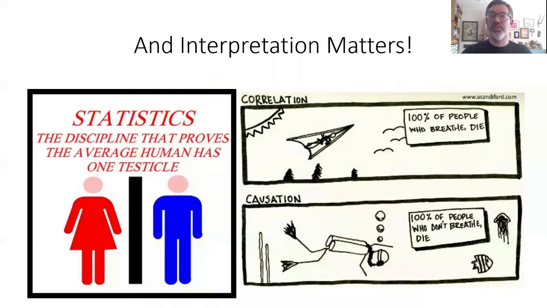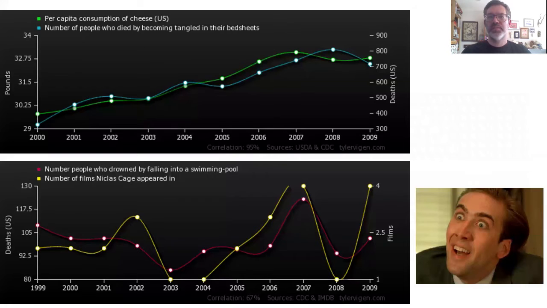Even when statistics are used, how to interpret the results can be tricky. For example, it is true that the average person has one testicle, but this is due to incorrectly grouping males and females in the same analysis. It is also true that 100% of people who breathe die, but like in the first example, this is a correlation rather than causation. Misleading correlations are easy to find, especially when searching through large amounts of data. This is sometimes referred to as p-hacking.